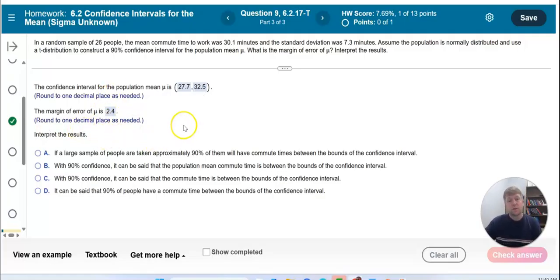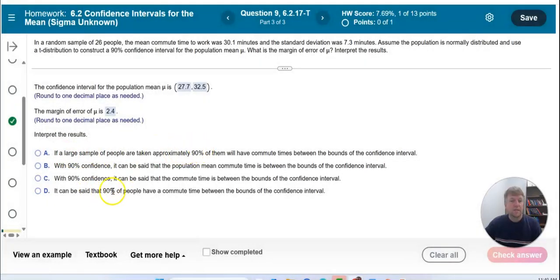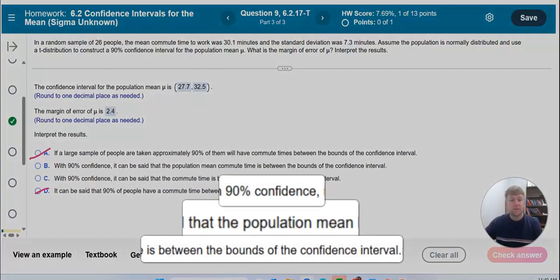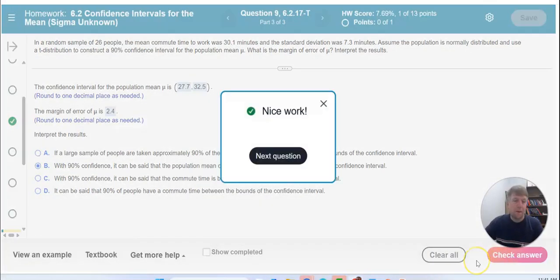All right, what's the interpretation? It's always the same thing. We're this percent confident the population mean is in there. So if you don't see confidence, like 90% confident, those are excluded. So I can immediately exclude A and exclude D because they don't talk about 90% confidence. So with 90% confidence, the population mean commute time is between those two results. That is our interpretation here, which is B. So that's what a confidence interval about a population mean is. It's how confident I am that I have an interval that traps the mean in there.